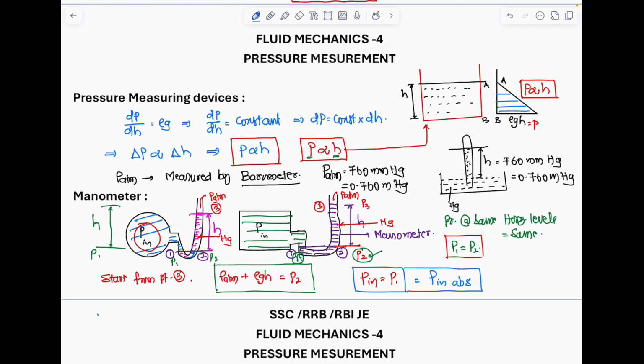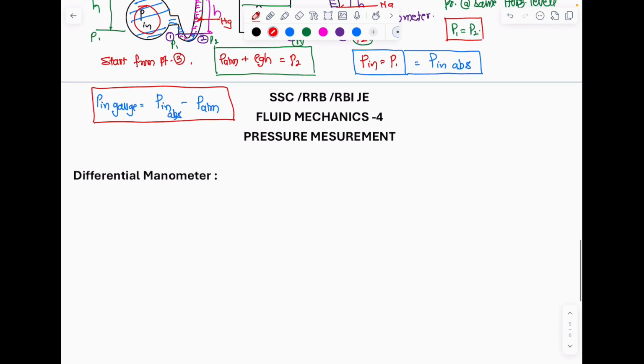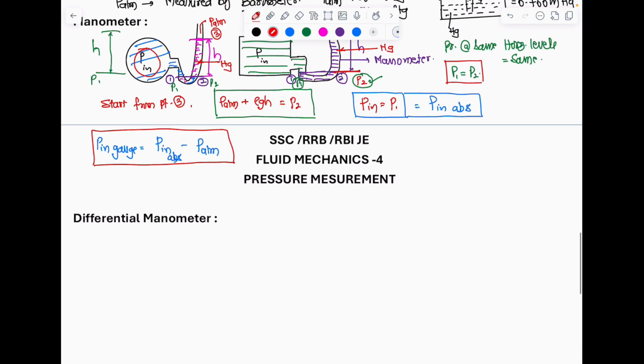Then Pn gauge is equal to Pn absolute minus P atmosphere. You understood? This is how we should get the pressure inside a container. This is a single manometer tube we have used.